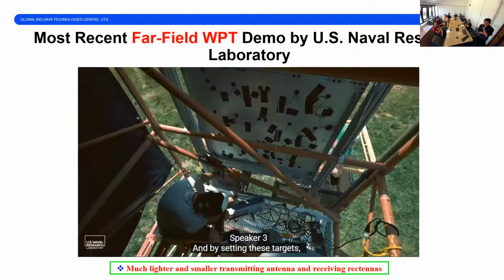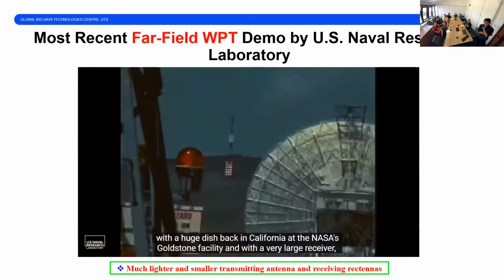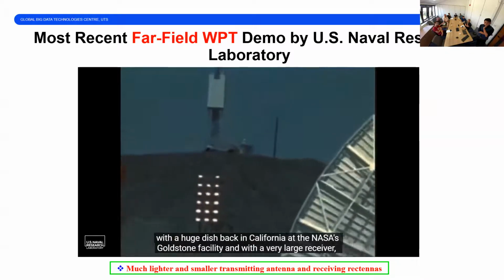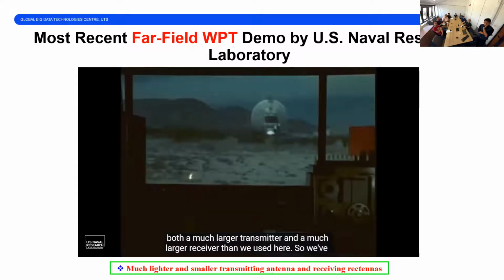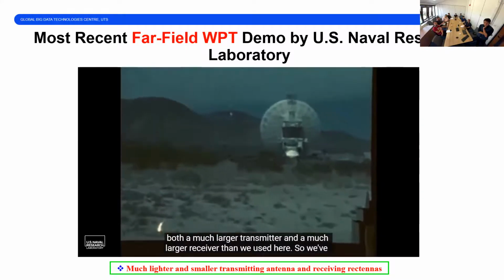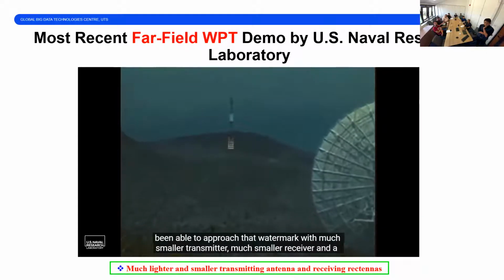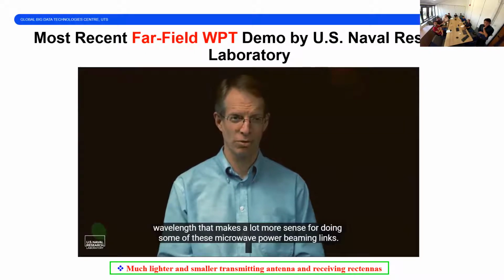And by setting these targets, we have exceeded all but one demonstration. One was done way back in 1975 with a huge dish in California. It was also facilitated with a very large receiver, both a much larger transmitter and a much larger receiver than we use here. So we've been able to approach that watermark with a much smaller transmitter and receiver.